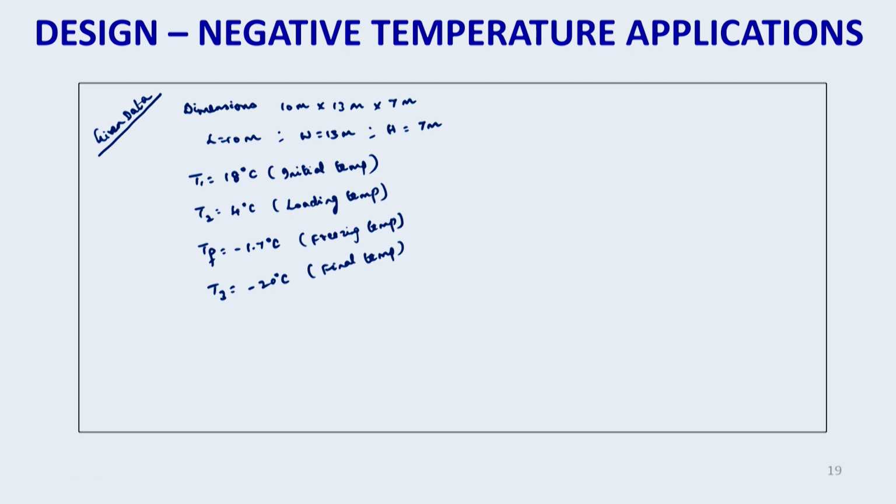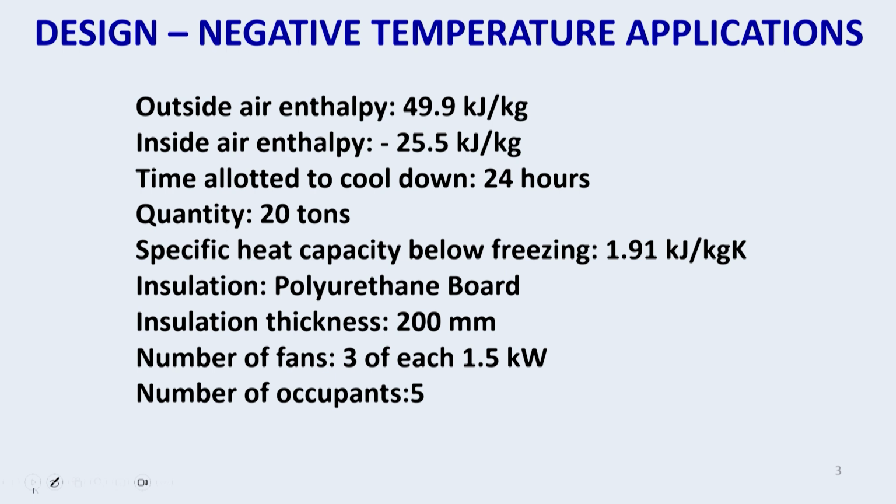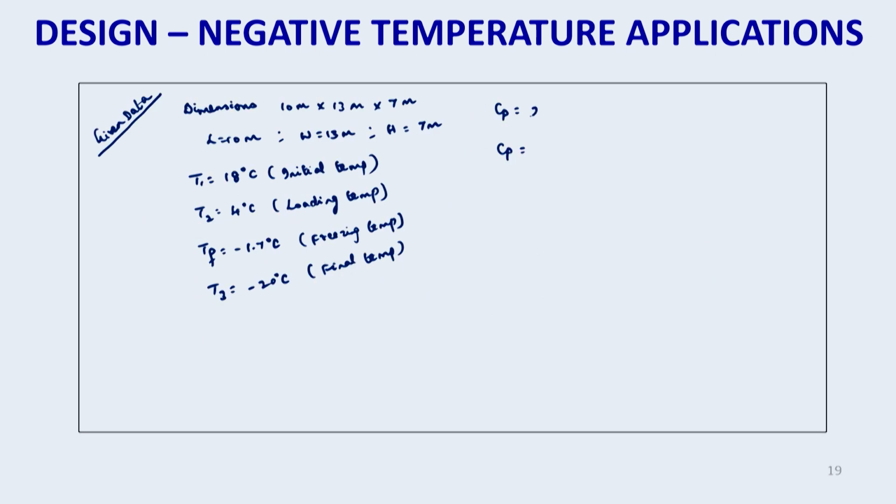Let us write the other data. Two specific heats are given, one above freezing, one below freezing. Specific heat above freezing is 2.48, and specific heat below freezing is 1.91: 2.48 kilojoule per kg Kelvin, 1.91 kilojoule per kg Kelvin. So this is above freezing, this is below freezing.